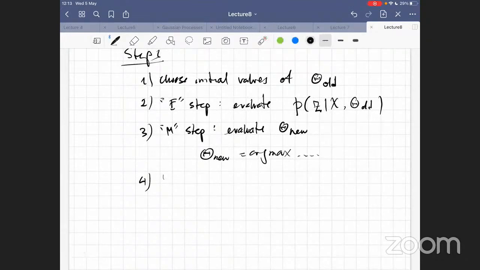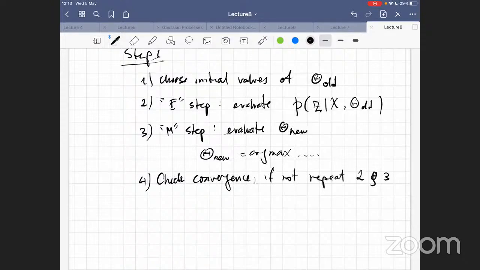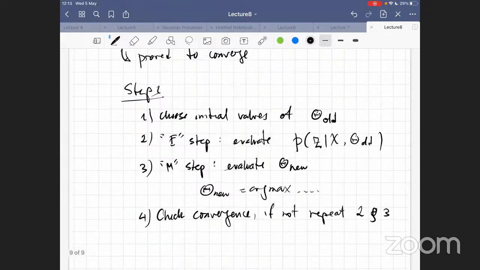And then, of course, check convergence. If not, repeat 2 and 3. Okay. Convergence here is what? Convergence here is, for example, I say that my parameters change by a little amount that I initially set, and then this will define my convergence criterion.